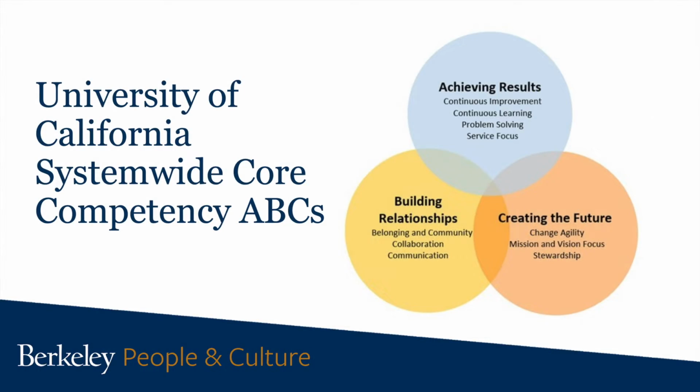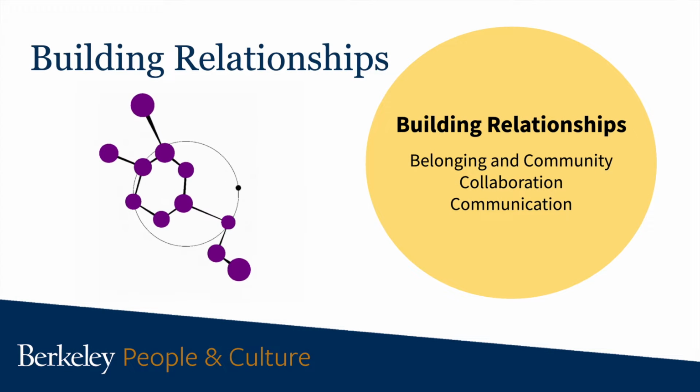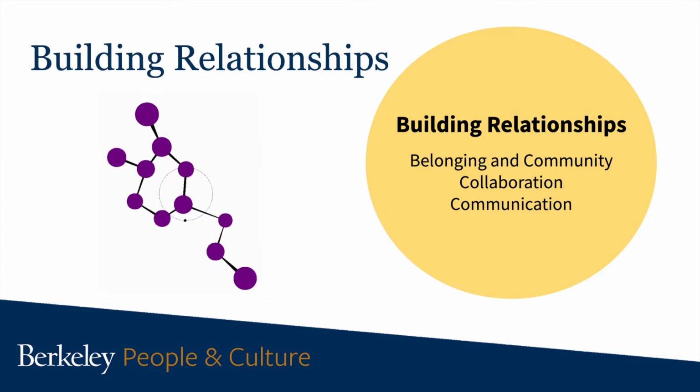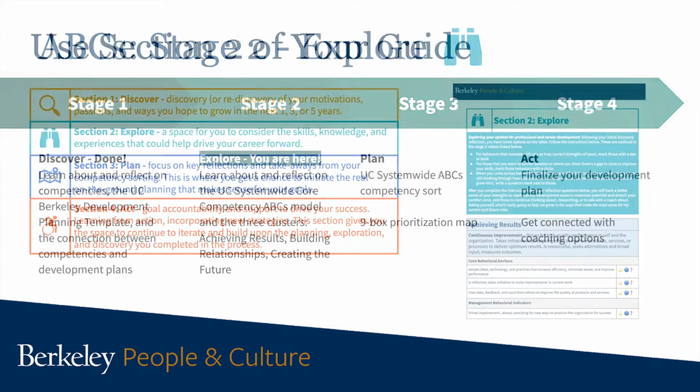The B cluster in the UC Core Competency ABCs represents the competencies that impact your ability to build relationships, with B standing for building relationships. There are 3 core competencies in this cluster: belonging and community, collaboration, and communication. While you were learning about the building relationships core competencies, check out the companion guide.